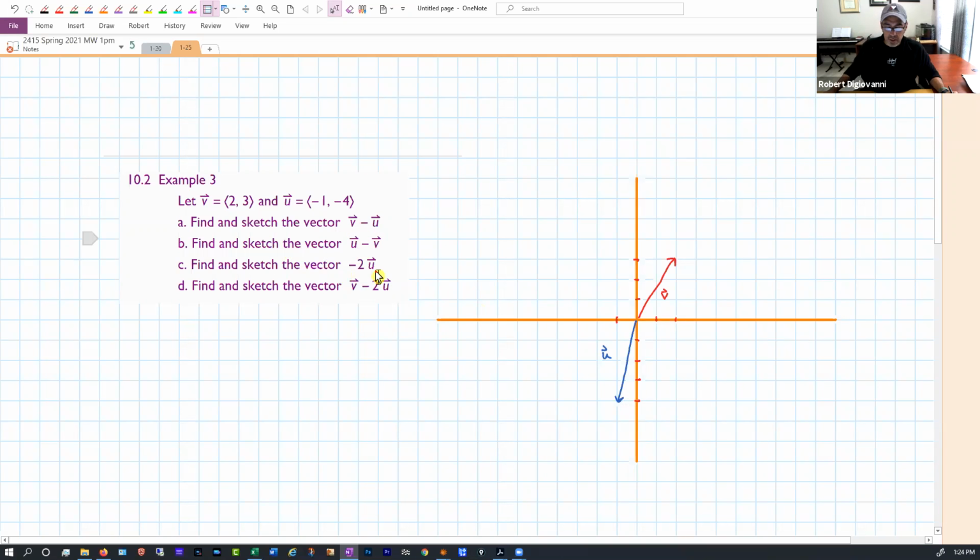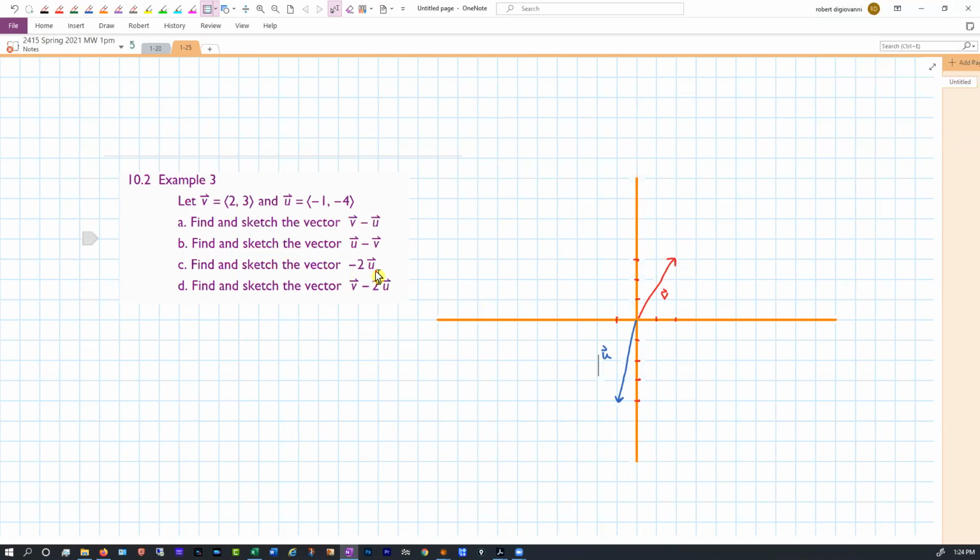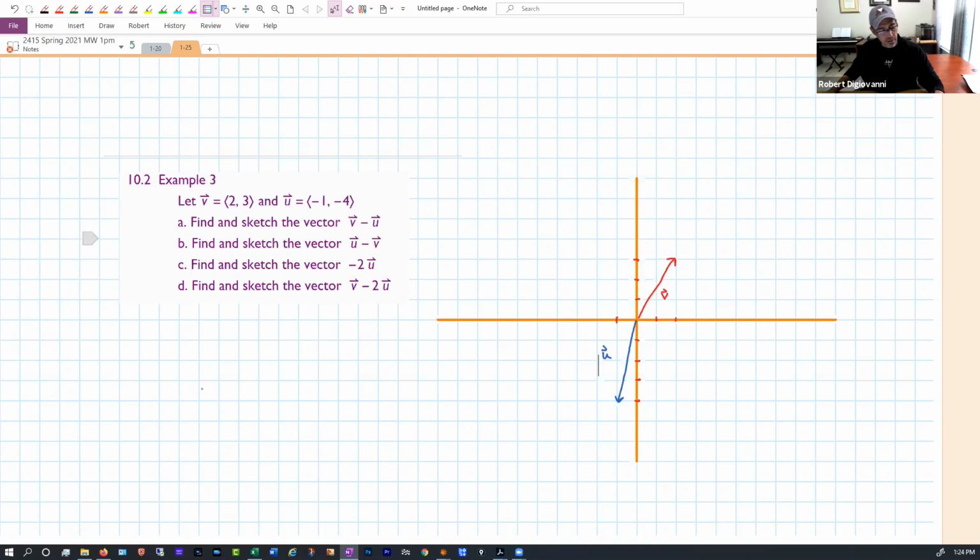So would you rather do this by doing tip to tail, tail to tip thing? Or do you want to do it algebraically where we just mechanically figure out what the subtraction is? Do you care? Algebraically, because we'll get the exact answer. So let's do part A.